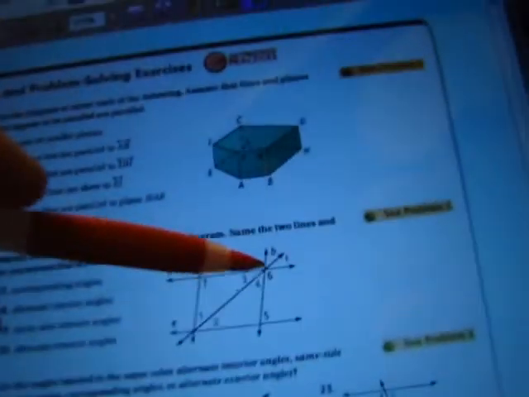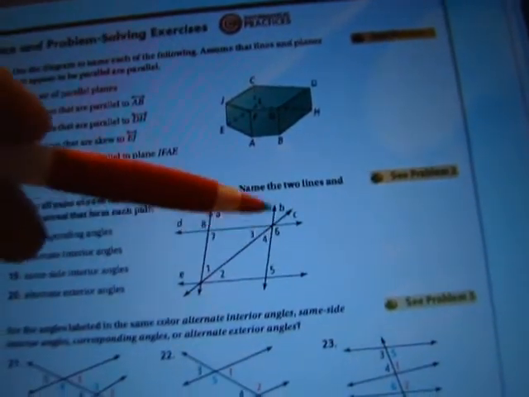Lines E and D and transversal B. We know that they're same side interior because they're between the two lines and on the same side of the transversal.